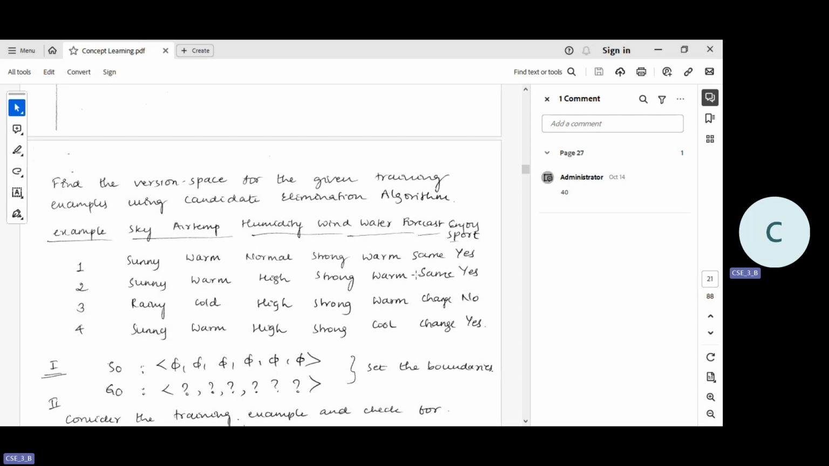Yes, it is consistent with the second training example. And then we go to the third example. In this case, there is no match, since "same" is there in the hypothesis and "change" is here. So when there is no match and the outcome is no, then we can say it is consistent with this negative example.